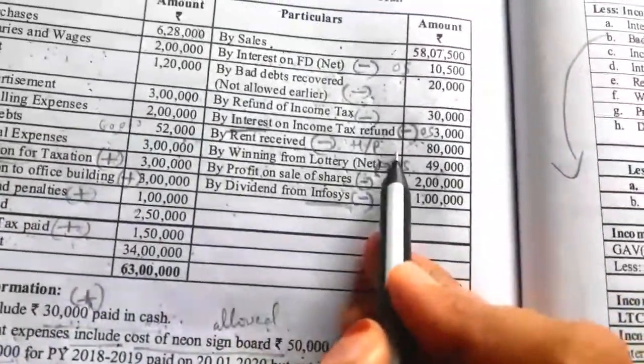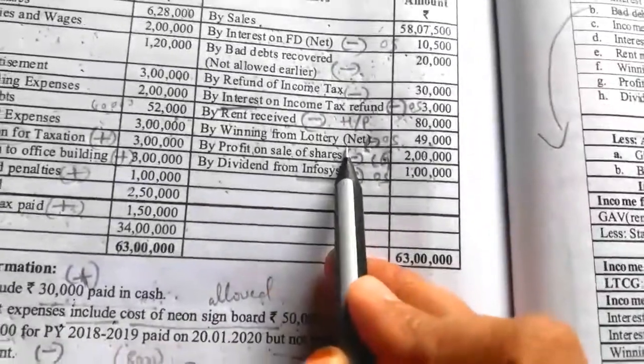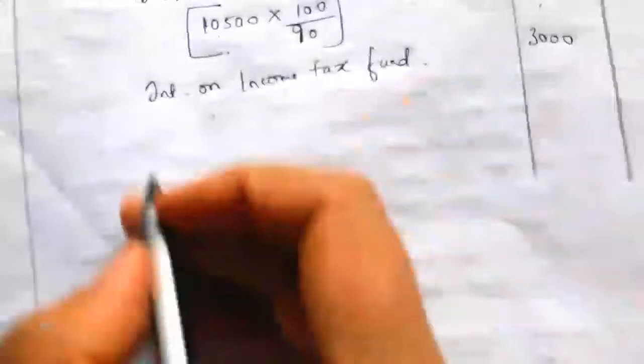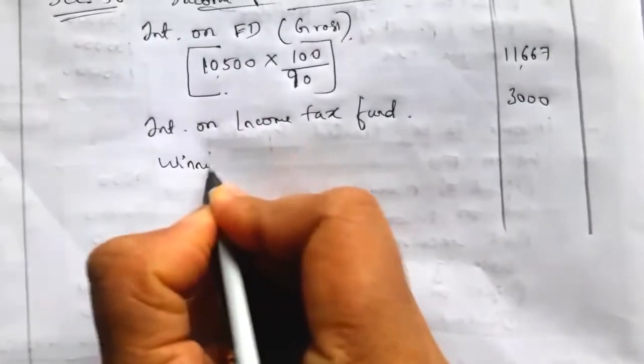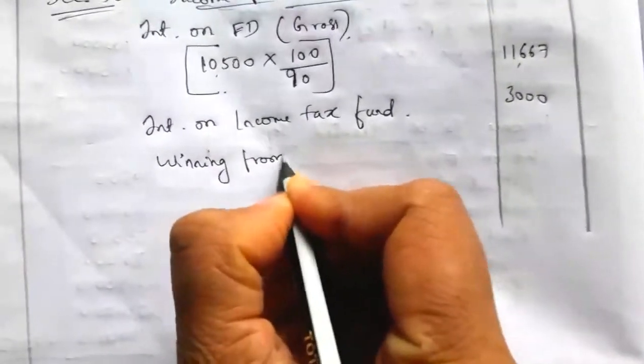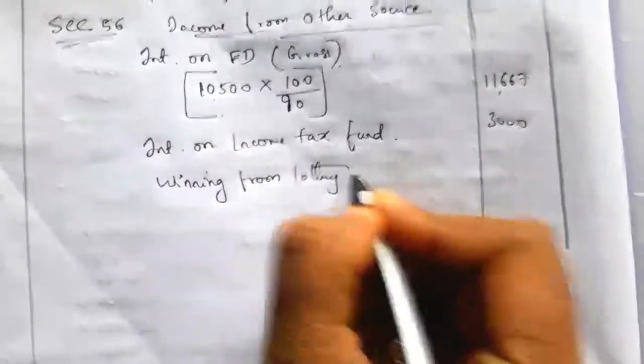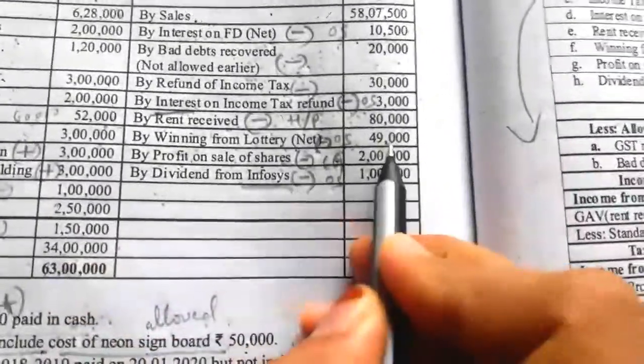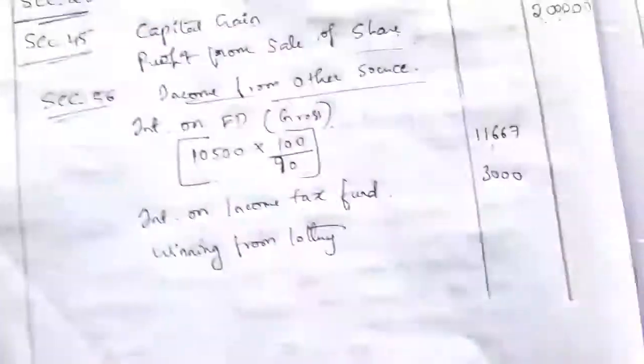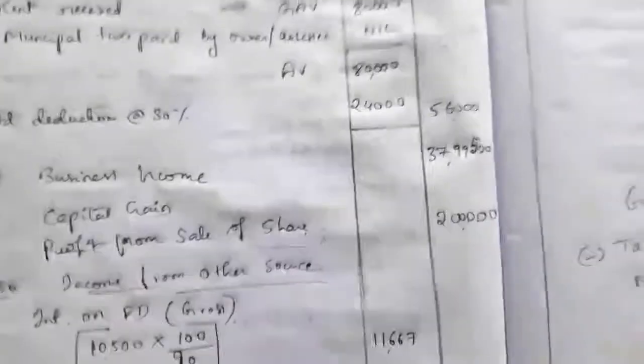Next is rent received, that is taken under house property. Next, winning from lottery is taxable under the head other sources. The lottery income is taxable under the head other sources. See here, they have given a net value of 49,000, so here also we have to do the adjustment.